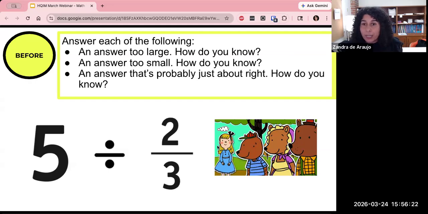So if we want to enrich it, why not just ask them, do you know something that is going to be definitely too big of an answer? How do you know? So for example, if I said 10, I know 10 is definitely too big. Okay, well, how do I know 10 is definitely too big? Well, because if it was divided by halves, I know two halves go in each one and there's five. So a half would have gone into five 10 times, but two-thirds is bigger, so it should go in fewer times. That kind of reasoning, right? So we want students to develop this number sense.